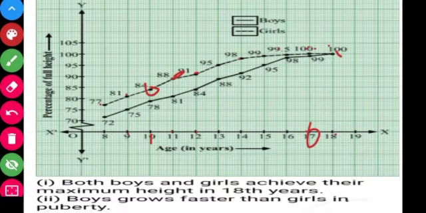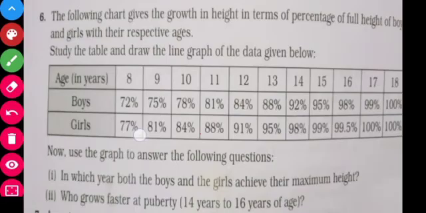Now for girls use a dotted line. For girls it is a dotted line, and for boys it is a dark line. Understand? So this is the required line graph for the given data, and here write this is for boys and for girls. That means this dark line is for boys and this dotted line is for girls. Okay, understand?